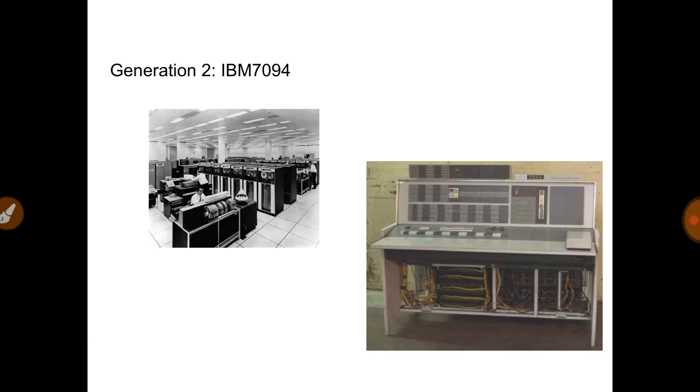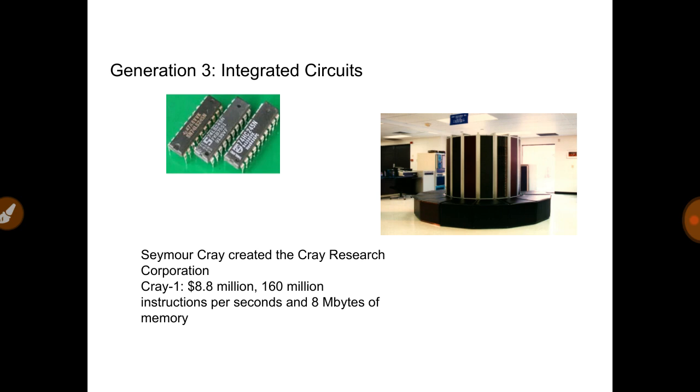Next, the second generation of computer. It is cheaper and more reliable, produces less heat and works faster compared to the first generation. Now, the third generation. It has small size and is less costly. It used the operating system concept.